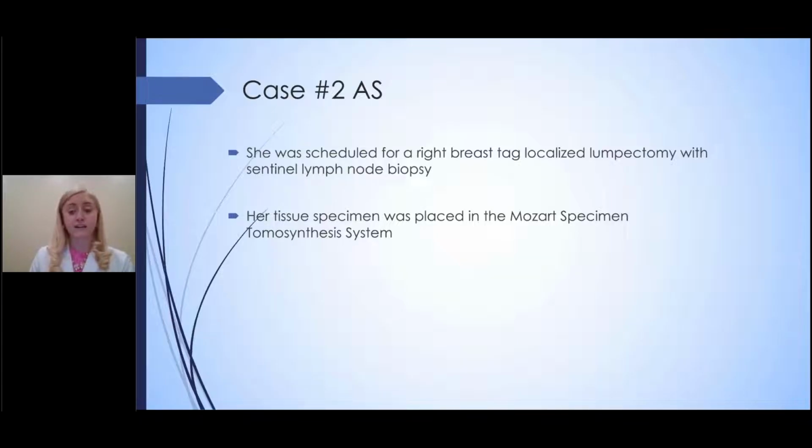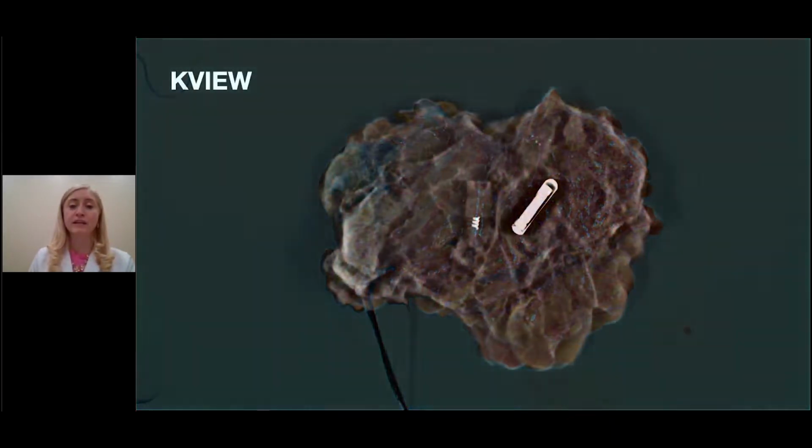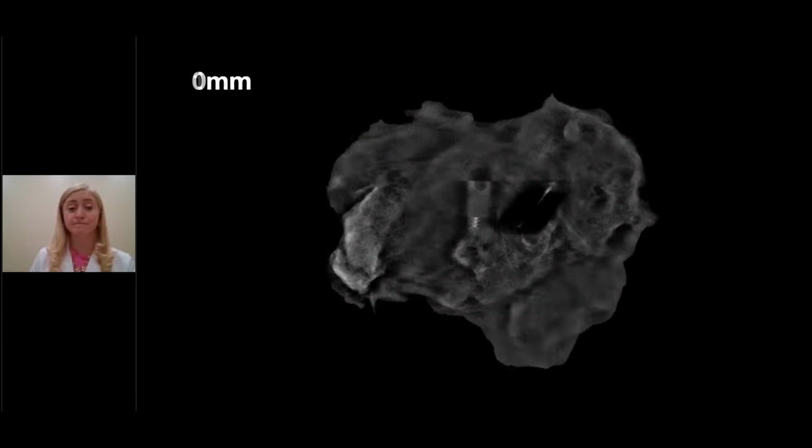And during surgery, we again placed her surgical specimen into the Mozart specimen tomosynthesis system. This is the image that starts out. This is our optical image. And again, to play through what these images will look like, we can see the tag, our larger piece there, and then the coil clip next to her tag.